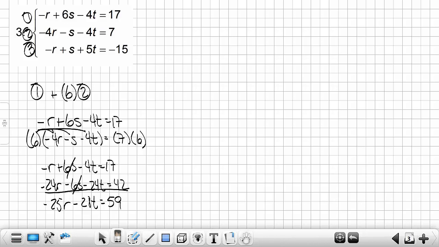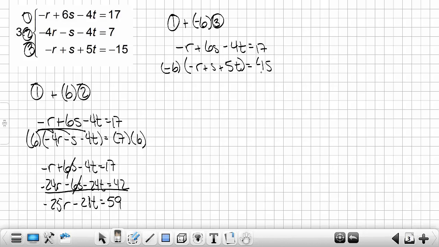All right, so I'm going to do that again. I want to get rid of s, so I'll do equation 1 again. This time I'm going to do plus a negative times equation 3. Negative 6 times equation 3. So I write equation 1, negative r plus 6s minus 4t equals 17. And I'm going to do negative 6 times equation 3 and distribute.